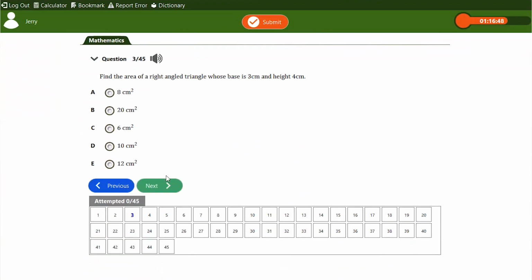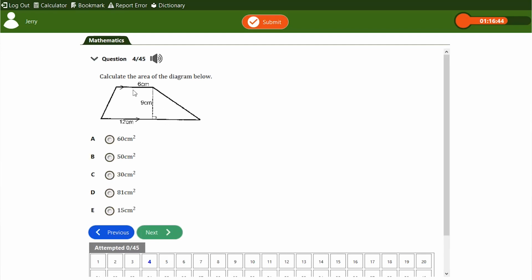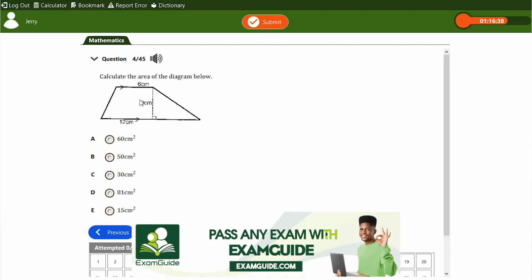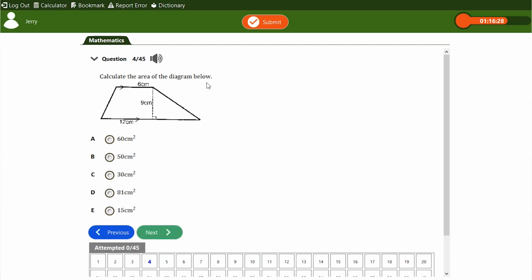All right, so let's look at, find the area of the shape. This is a trapezium, just like the one we just did. They say find the area of the shape. Now, they did not tell you which shape it is, that is why you must be able to identify each shape when you see it.